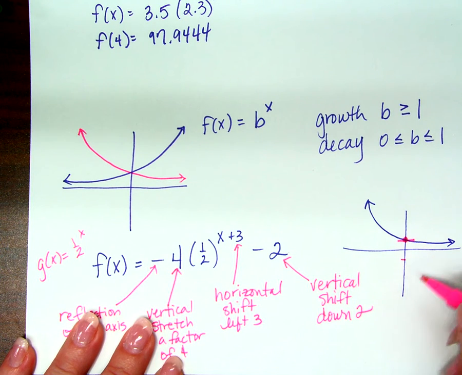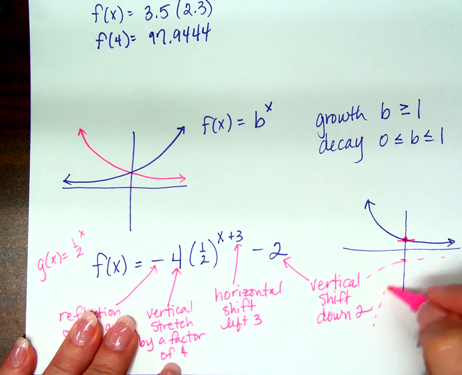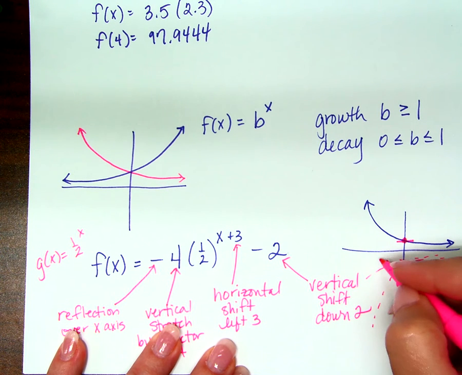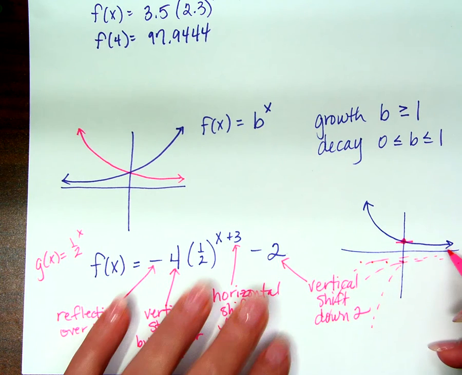So if we reflect it across, it's going to be this way, right? And then we stretched it by a factor of 4, so it's going to be much steeper, like this. And then we moved it left 3. 1, 2, 3, so it's over like this. And then we moved it down 2.